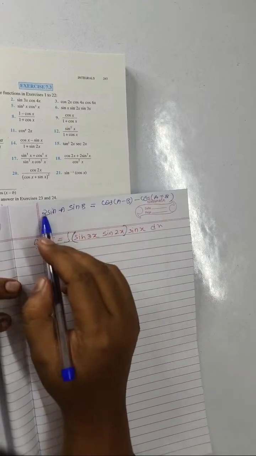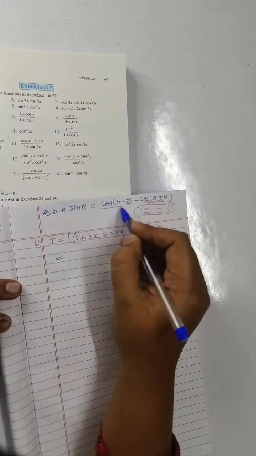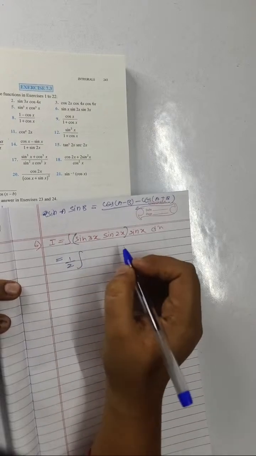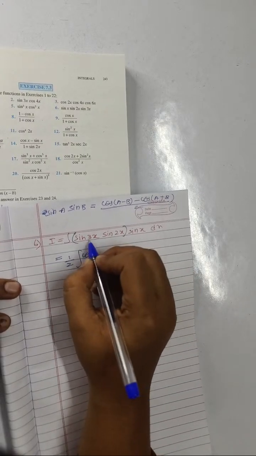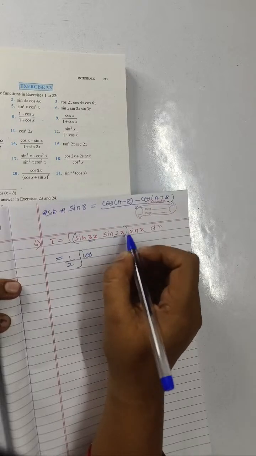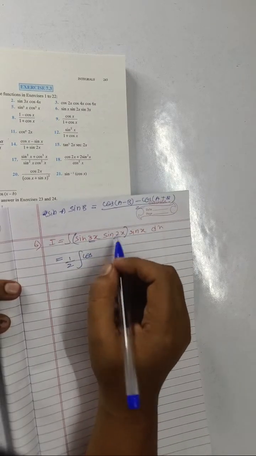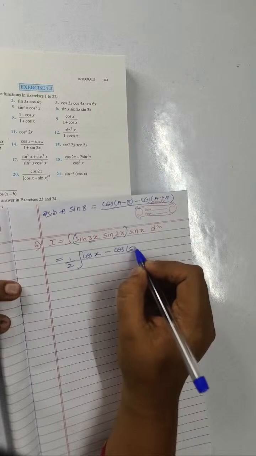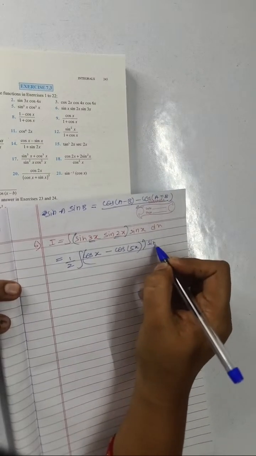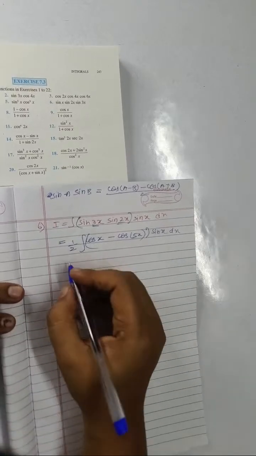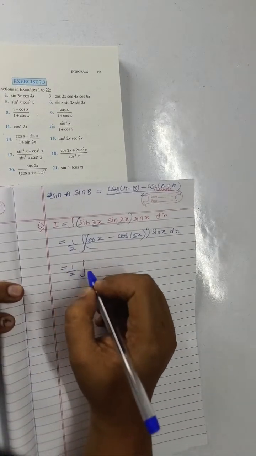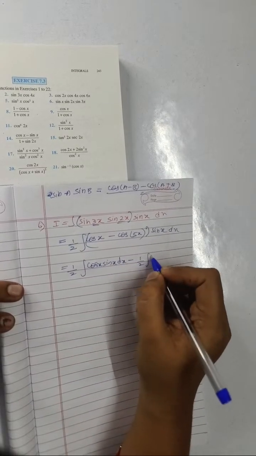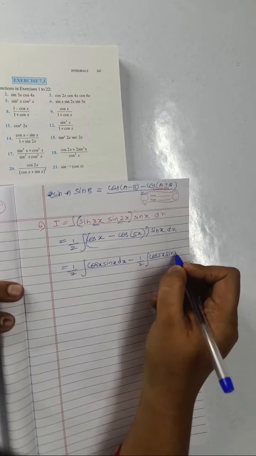We are combining these two. We don't have the 2 in the question, so you write it as a whole 1 by 2. I am taking that 1 by 2 outside. That becomes cos of, in place of A you have 3x, in place of B you have 2x. So 3x minus 2x is x, minus cos of 3x plus 2x is 5x. Outside you have sin x and you multiply that inside. So 1 by 2, I'm just splitting it as separate terms: cos x sin x dx minus 1 by 2 cos 5x sin x dx.